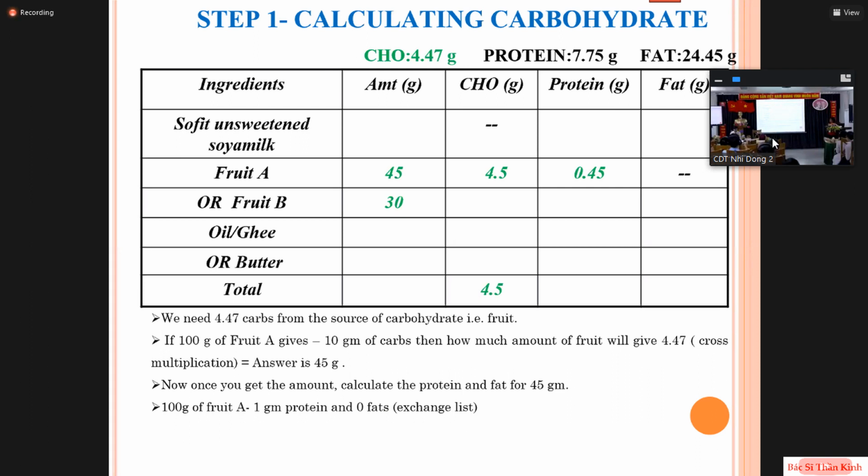The thumb rule when you do the calculation is always to first begin with the carbohydrates. So you have the per meal values here. For the carbohydrates, it is 4.47, right? So we just have to do the cross multiplication. If 100 grams of fruit A gives you 10 grams of carbohydrates, then how much amount will give you 4.47? The answer that you get is 45 grams, okay? Once you get the amount, obviously you have to also calculate for the protein as fruit doesn't have any fat. So the value that you get here is 0.45.